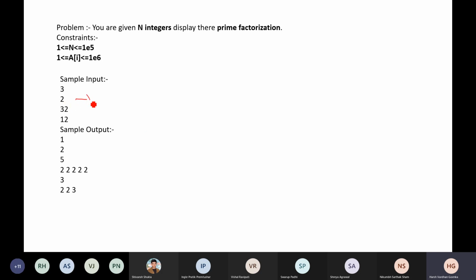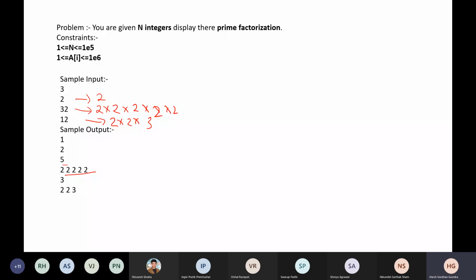Like for 2, it comes out to be 2 itself. For 32, 2 into 2 into 2, up to 5 times. And for 12, it comes out to be 2 into 2 into 3. So you have to basically display its number of prime factors and all of its prime factors. So any idea? You can think for 1 or 2 minutes, and if you have an idea, you can unmute yourself and say the idea.